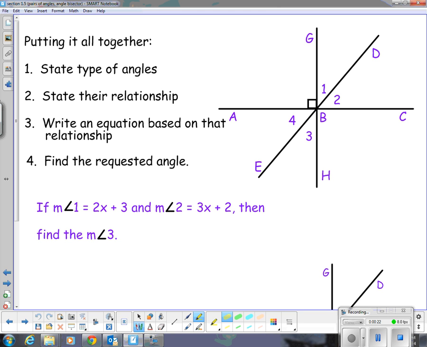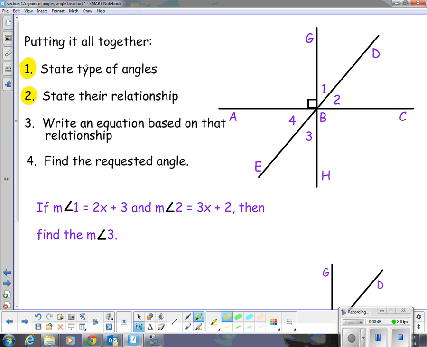In order to put it all together, on each problem, and this is the same for the worksheet, you will state what type of angles they are. For example, are they complementary angles? Are they supplementary angles? Are they vertical angles? Are they a linear pair of angles? Is it a right angle? That sort of thing. Once you state the type of angles, then you must state the relationship.